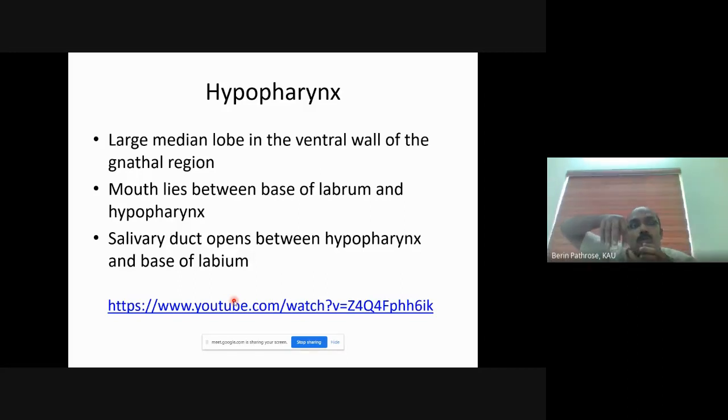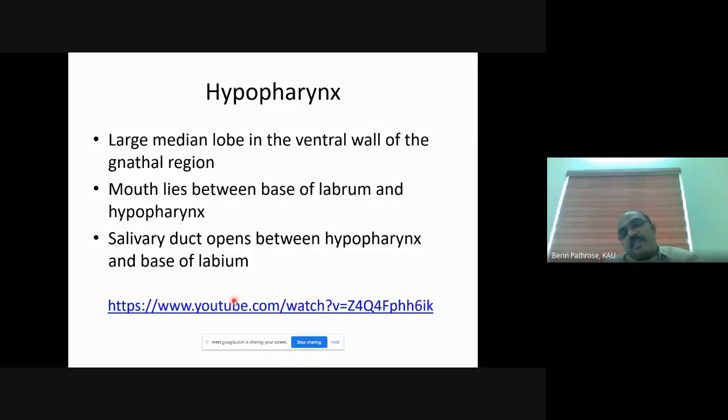If you see our mouth also, our tongue is the hypopharynx, and if this is the labrum, the mouth lies between hypopharynx and the labrum. And similar to our tongue also, the salivary duct opens between the hypopharynx and base of labium. You can see our salivary duct opens at the base of our tongue. So in the same manner, the salivary duct opens between hypopharynx and the base of labium. Hypopharynx is a tongue-like structure, and labium is over here.